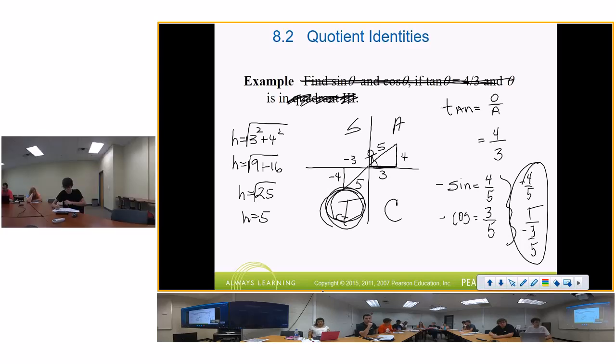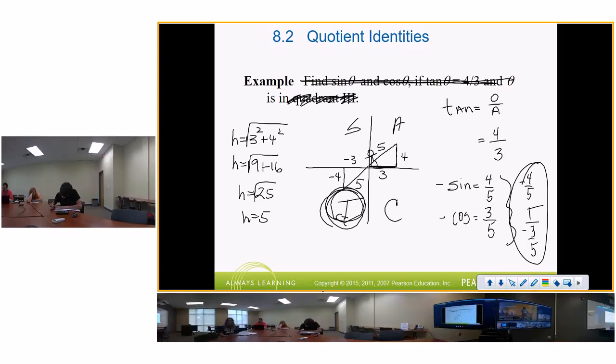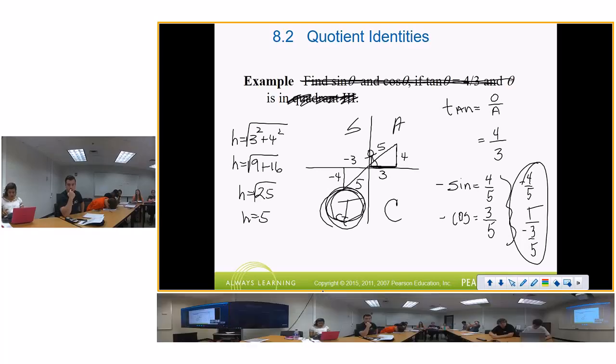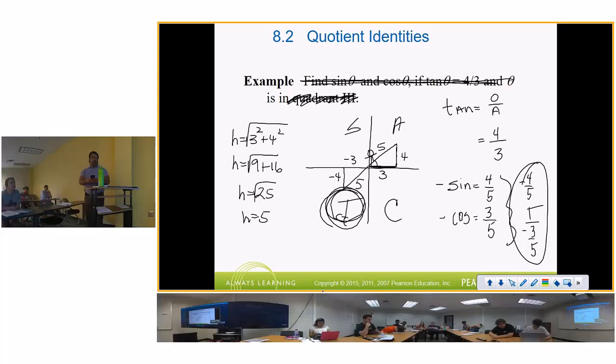do it in the second quadrant. Hold on just a minute, this phone call.